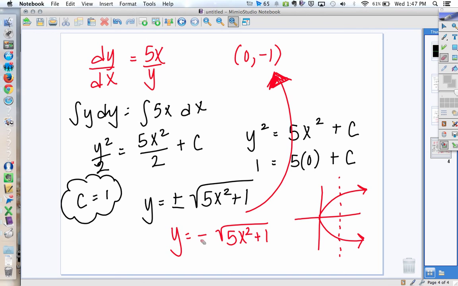So make sure that you check to see where your solution belongs and don't leave your answer as plus or minus. You need to have it just negative if it's the negative branch and just positive if it's the positive branch.